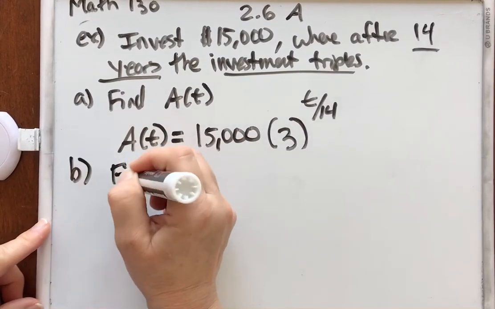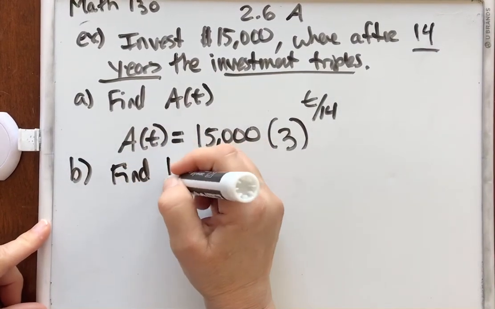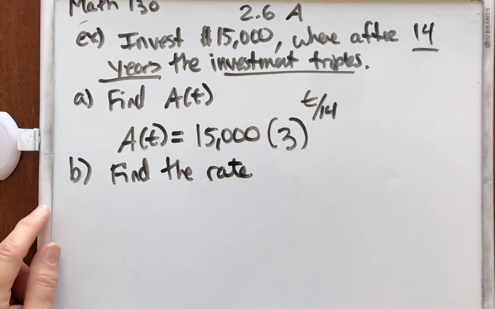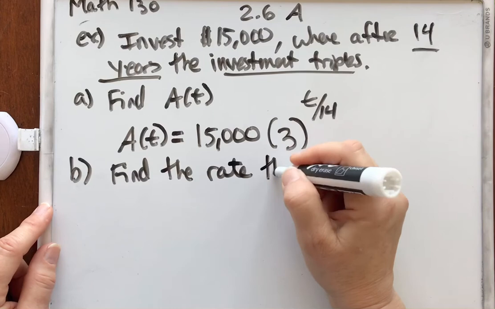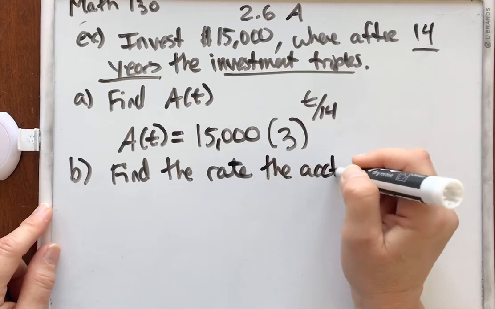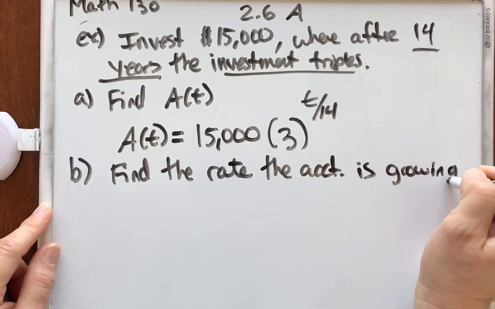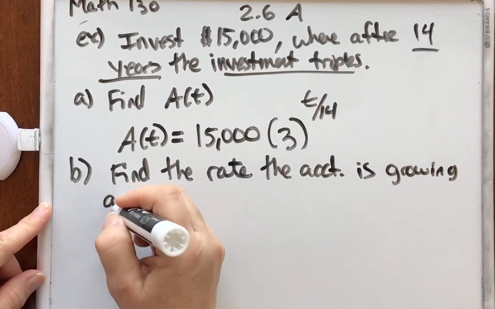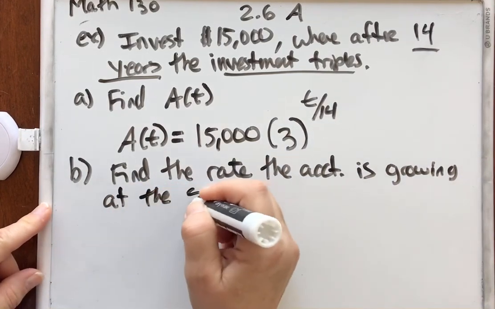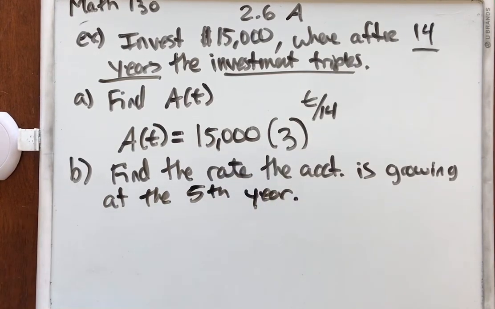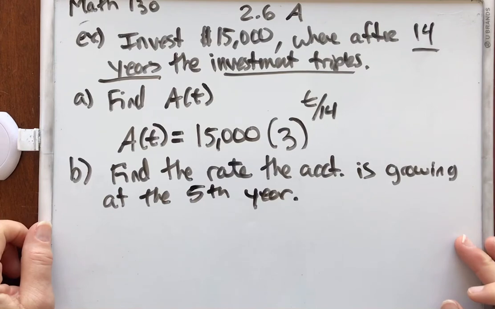Letter B says find the rate the account is growing at the 5th year.